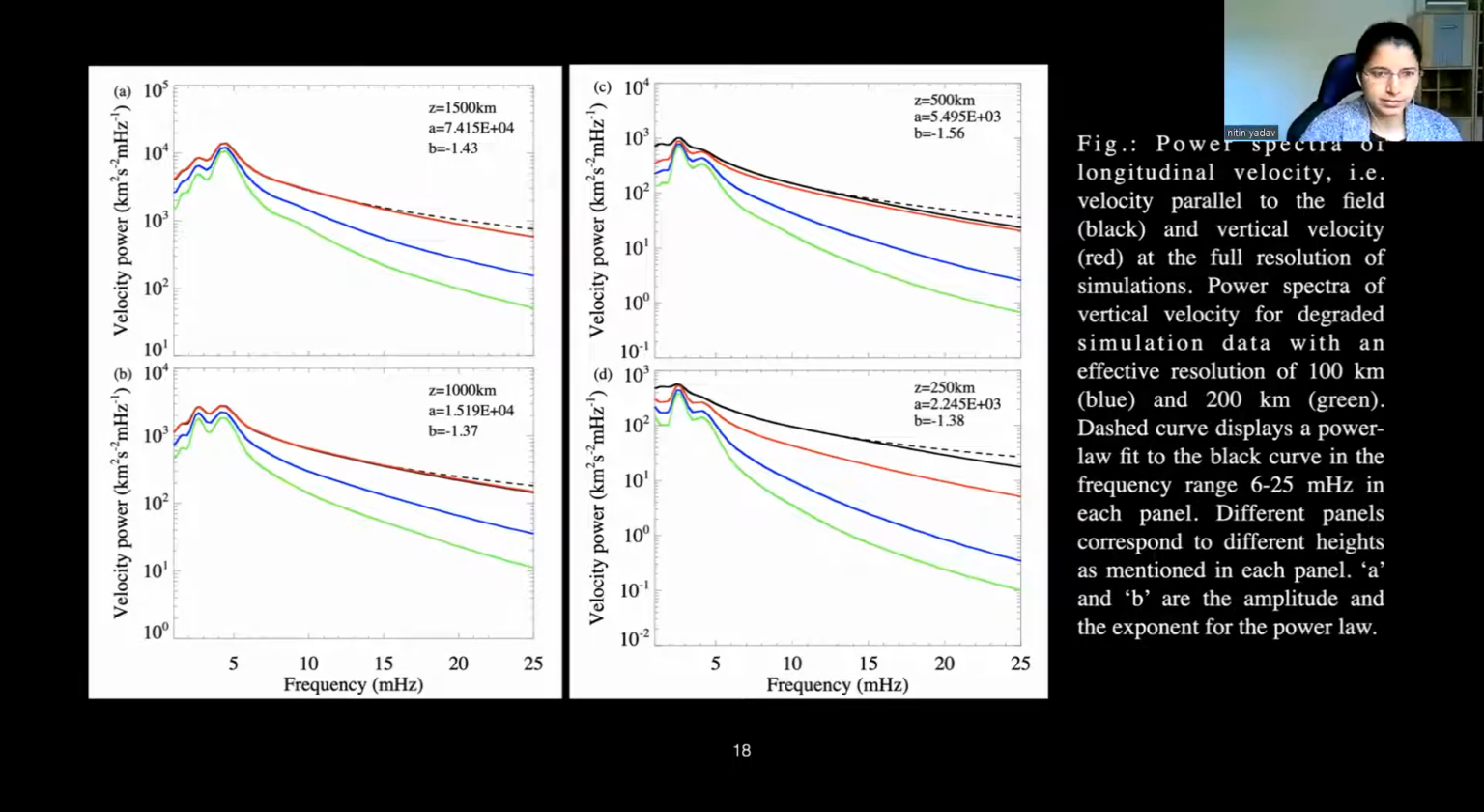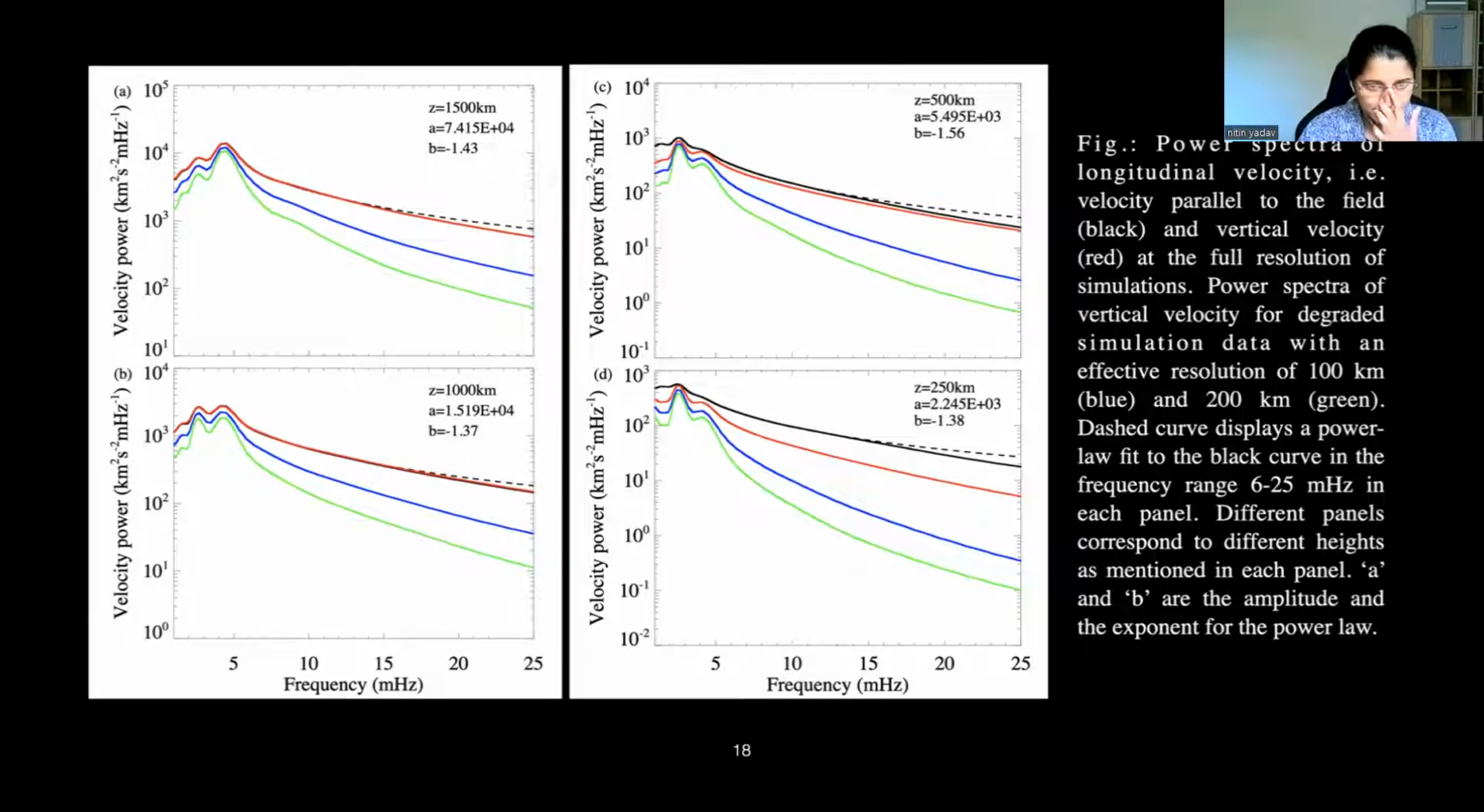But if we compare the black and red curves, we see that there is more power in the longitudinal velocity than the vertical velocity, which is again expected because slow waves propagate along the field lines, not in the vertical direction. However, in the upper layers where the field is more or less vertical, we see there is not much difference between the black and red curves.